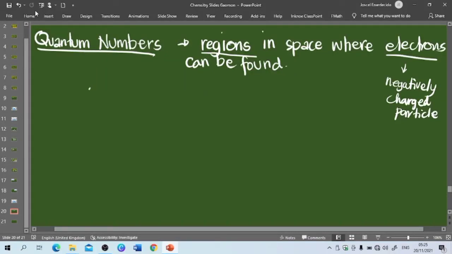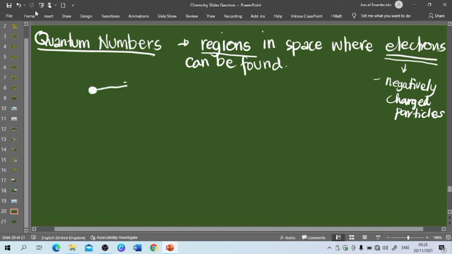Today let us talk about the quantum numbers. Now what are quantum numbers? Quantum numbers are regions in space where electrons can be found. Now when we talk about electrons, these are the negatively charged particles that are located outside the nucleus of the atom. So let's draw some model of the atom.